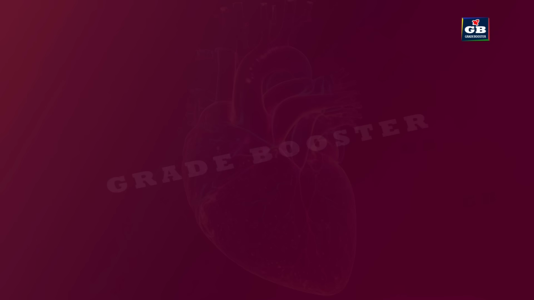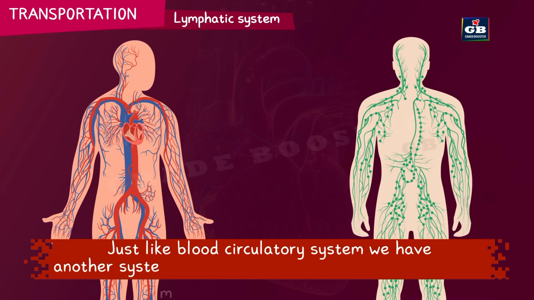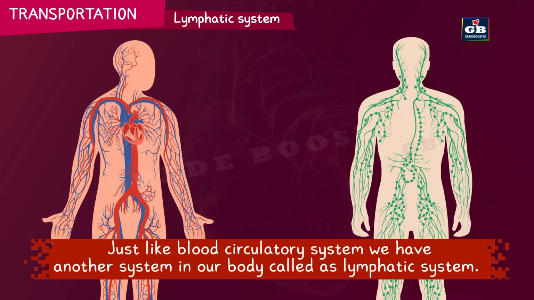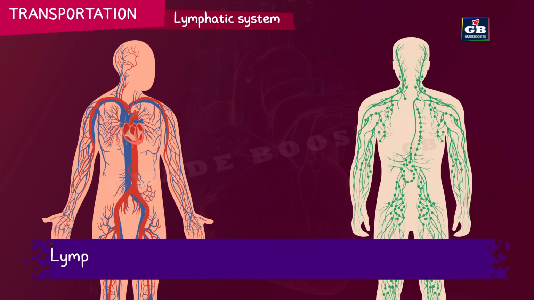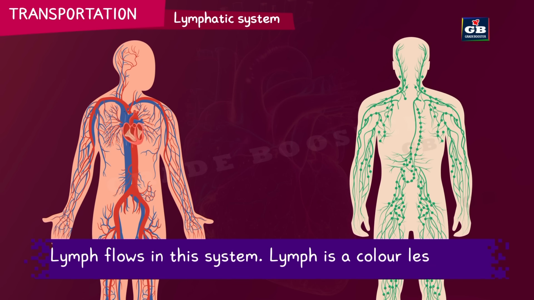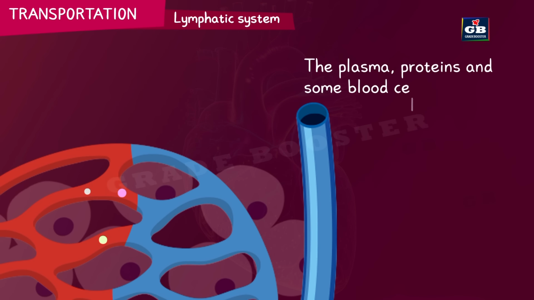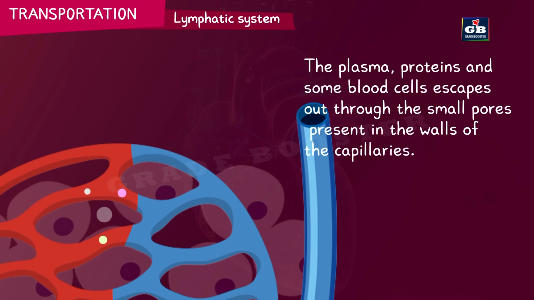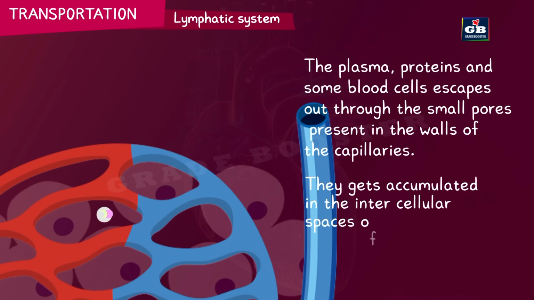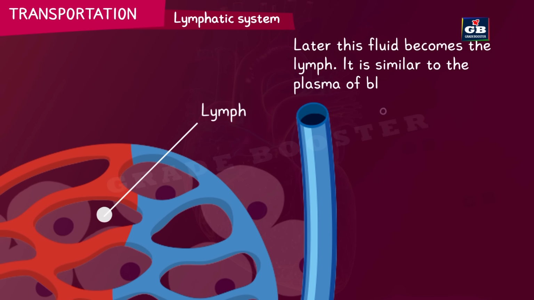Lymphatic system. Just like the blood circulatory system, we have another system in our body called the lymphatic system. Lymph flows in this system. Lymph is a colorless fluid. The plasma, proteins and some blood cells escape out through the small pores present in the walls of the capillaries. They get accumulated in the intercellular spaces of different tissues. Later this fluid becomes the lymph.